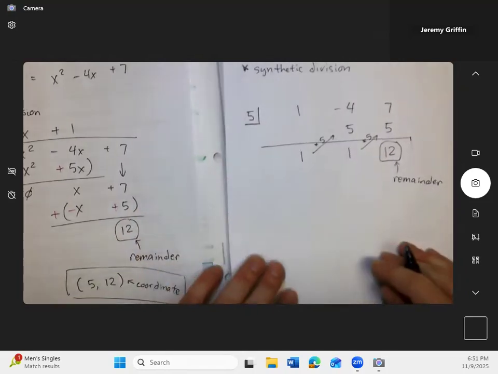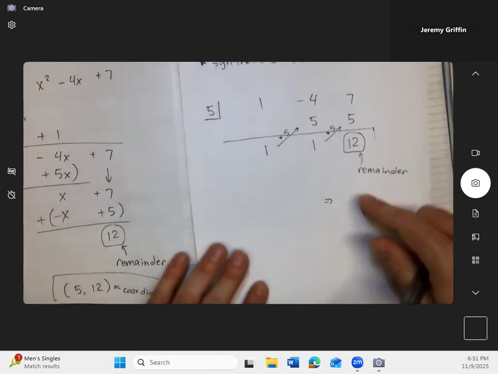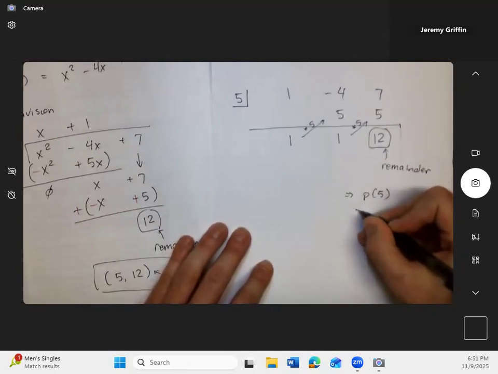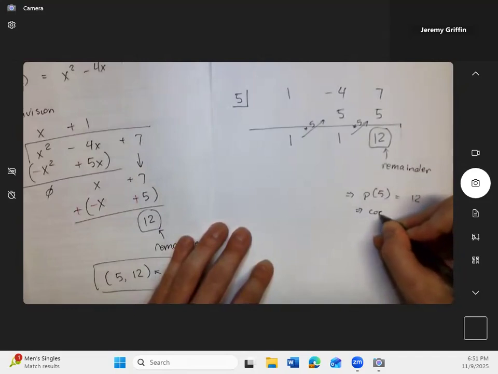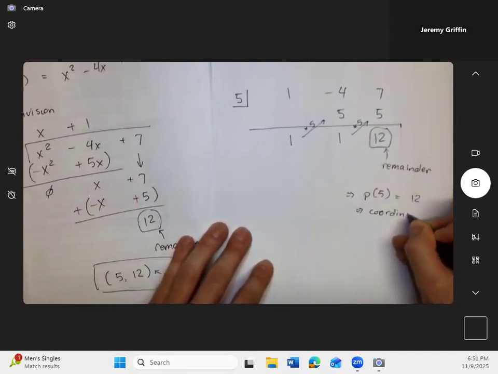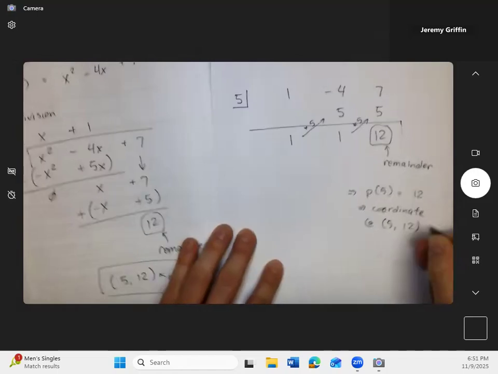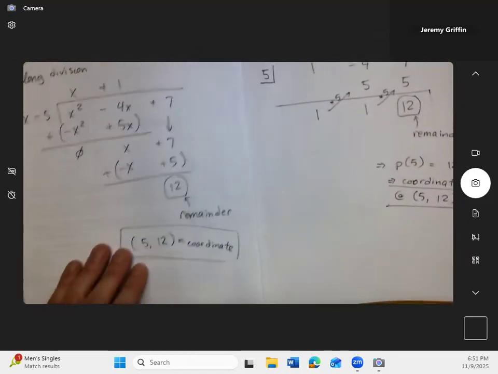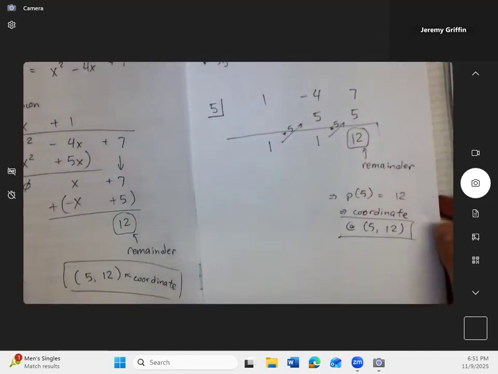So what that means is that if you plug in p of 5, you get 12. Hence, there's a coordinate at 5 comma 12, which is the same thing I got before with the long division. Here's the long division I did before, here's the synthetic division version. I got the same answer.